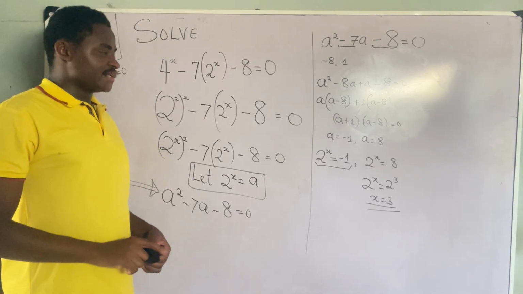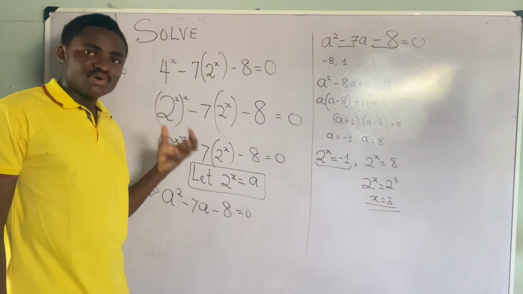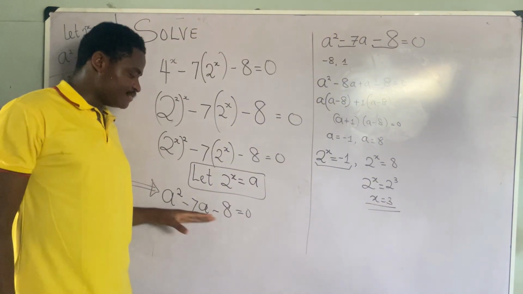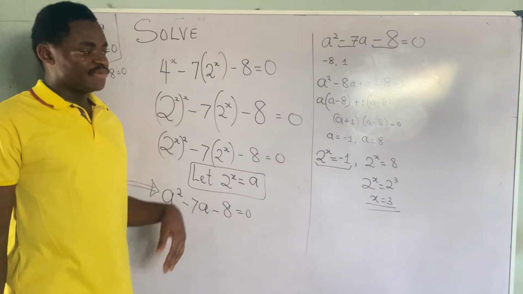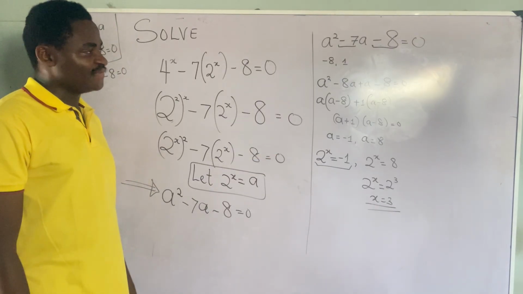So if you watch what I did, I tried as much as possible first to replace the variable part, the one that had the x, to make it a very simple quadratic equation. And after solving the quadratic equation, I then went back to use it to solve for that variable.